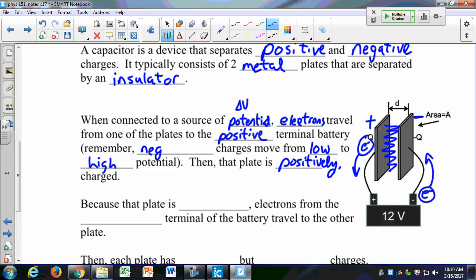Okay, so because that plate is positive, electrons from the other terminal of the battery, the negative terminal of the battery, travel to the other plate. I get electrons coming here, and then I also get electrons going there. So I get a positive plate and a negative plate.